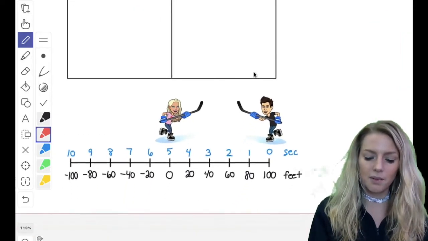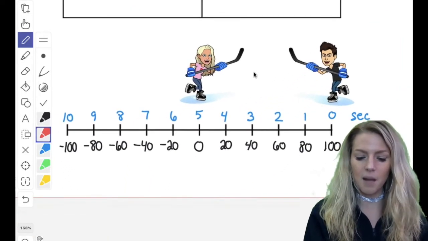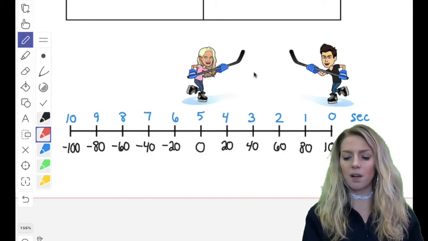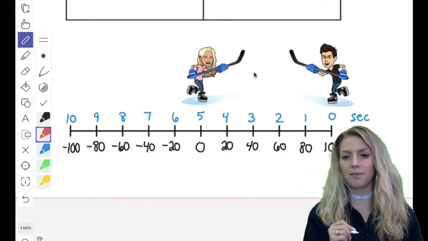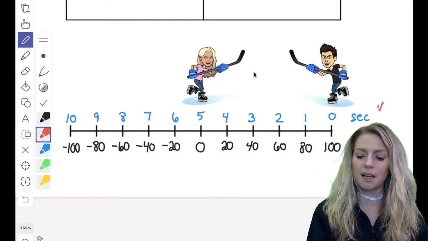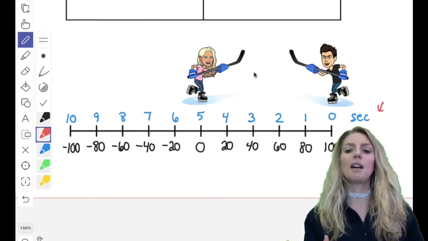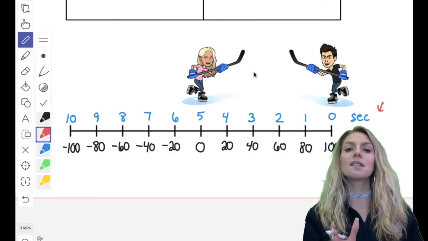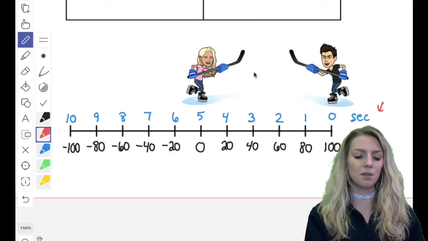So here we go. We've got me and Mr. Neiro. I'm representing 0 on a number line, and he's representing 100 feet. You can see that right here. That feet is on this number line, and so is seconds. So for every time I jump 1 notch on the number line, he's really skating 1 second, and that's 20 feet closer to me.